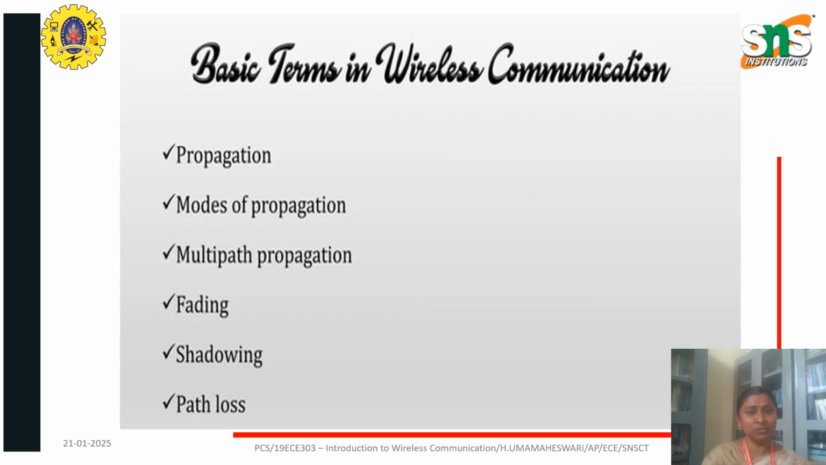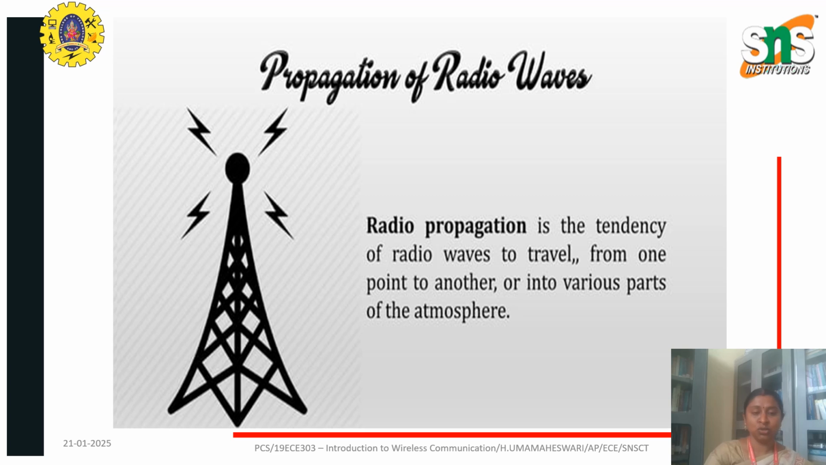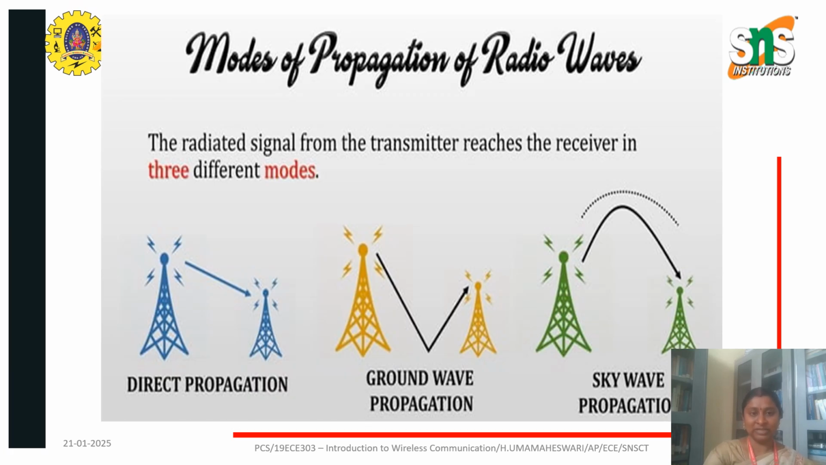Then the basic terms in wireless communication are propagation, modes of propagation, multipath propagation, fading, shadowing, and path loss. These are the basic terms used in wireless communication. Radio propagation is the tendency of radio waves to travel from one point to another or into various parts of the atmosphere.